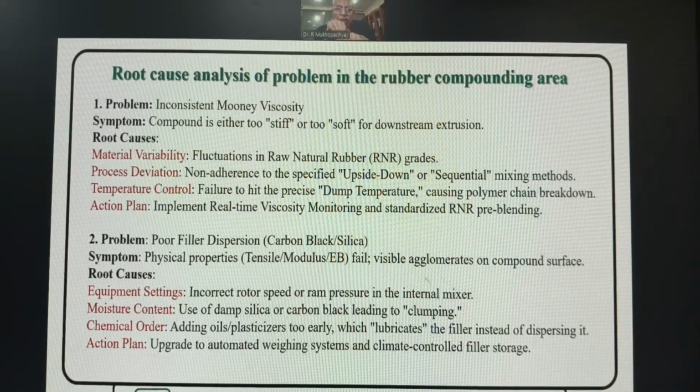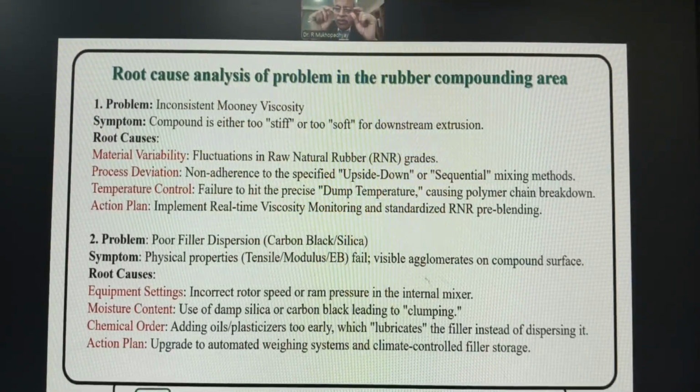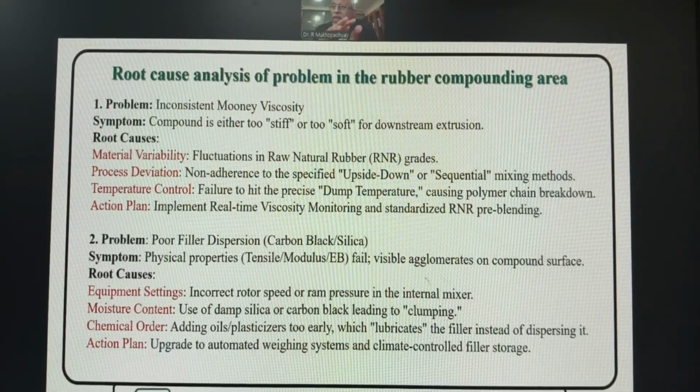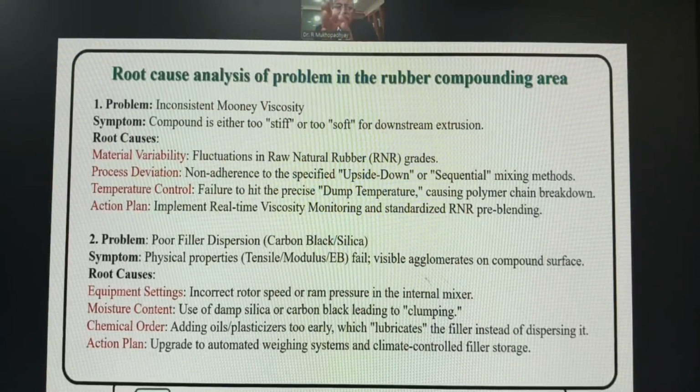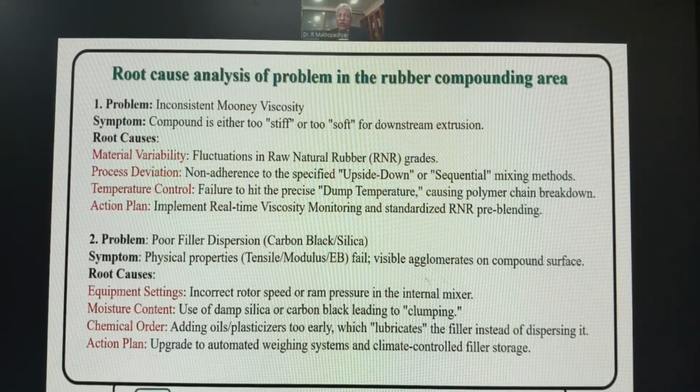Let me consider the raw natural rubber, RNR. If you get a different viscosity, you have to do either pre-mastication or blending of the different batches of the raw natural rubber to get consistency in the viscosity. Similarly, suppose there is poor filler dispersion of carbon black or silica. Then your physical properties suffer, and visible agglomerates appear on the compound surface.